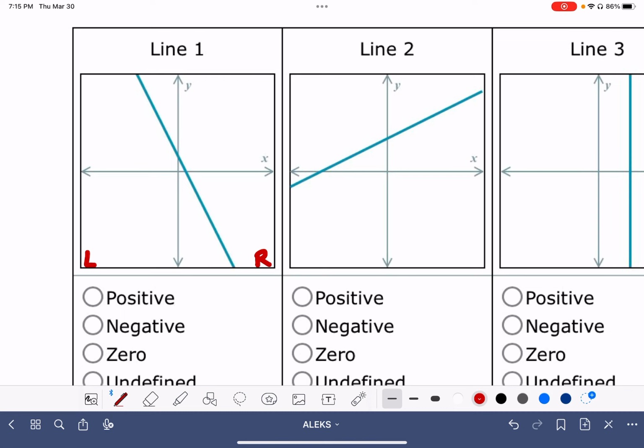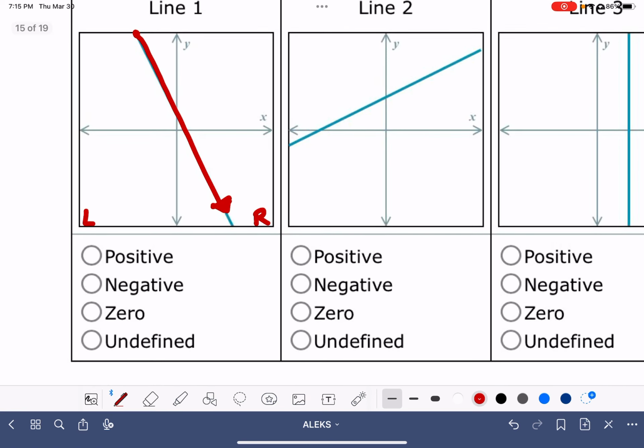In the first graph, as we go from left to right, the line moves in a downward direction. The line points down as we go from the left side to the right side. This is an example of a negative slope.